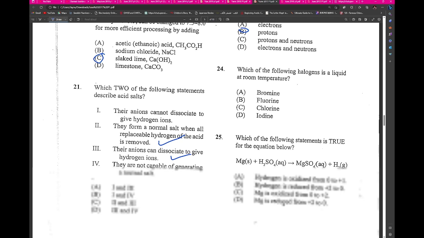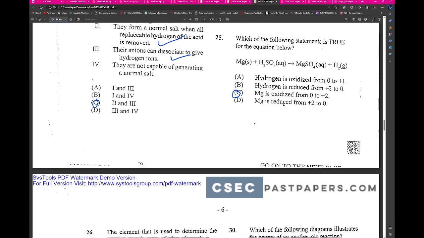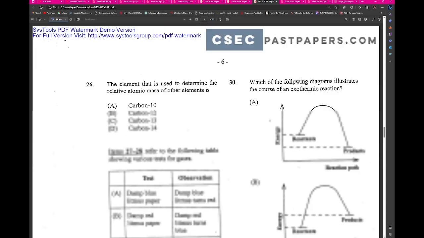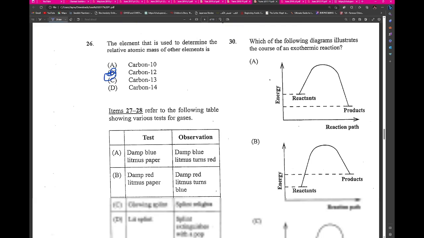Atomic number of an element is defined as the number of protons. Which of the following halogens is liquid at room temperature? Bromine. Which of the following statements is true for the equation below? Magnesium is going to be 0, because anything in its molecular, regular state would be 0. The element that is used to determine the relative atomic mass of every other element would be carbon 12.